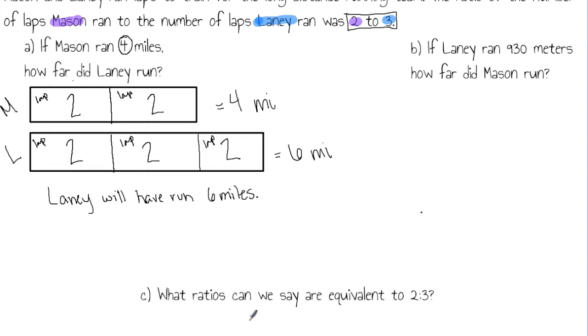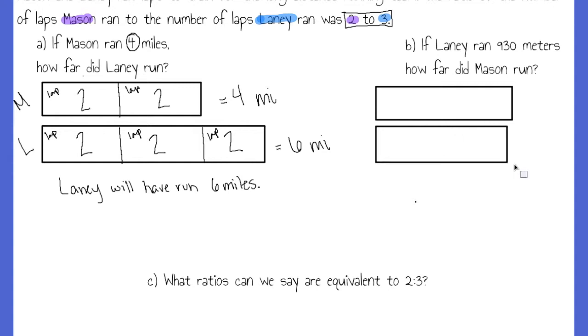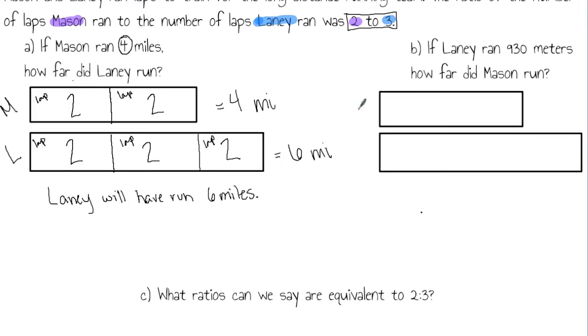Right, so now it's the same idea. We have Laney who ran 930 meters, and we want to know how far Mason ran. This is a little bit harder though because this isn't a nice, easy number for us, so there's going to be some math that goes into it. So again, we have Mason and we have Laney, and for every 2 laps that Mason ran, Laney ran 3. Now again, are these perfect? No, absolutely not. I want you to try, don't draw it with a line here and 1 and 2.